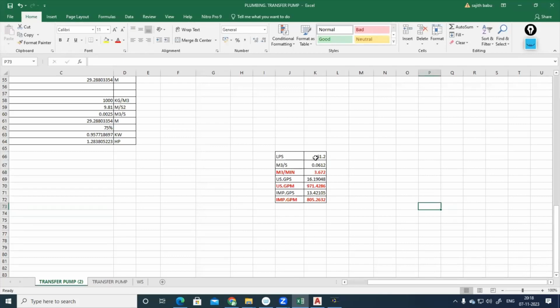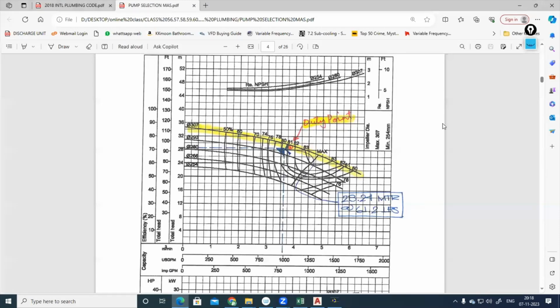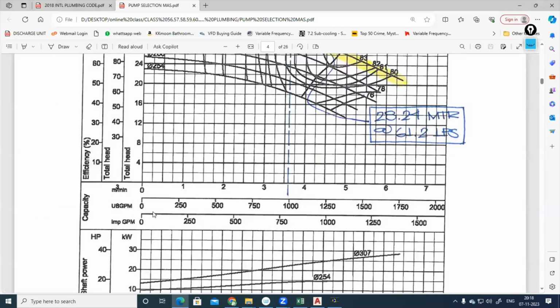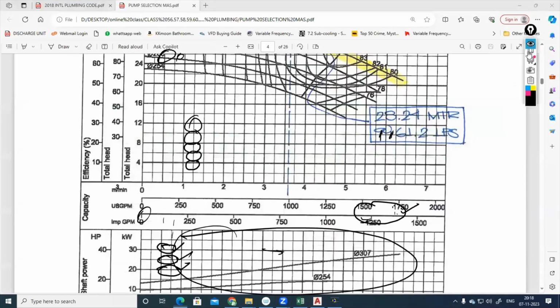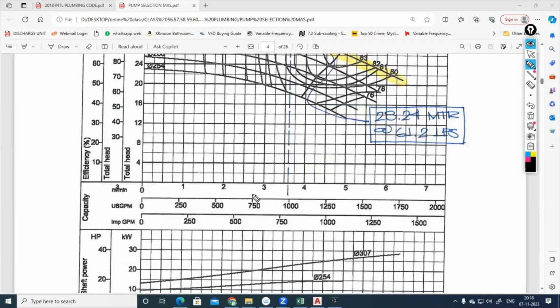So 61.2 liters per second is 3.672 meter cube per minute, 971 US GPM, and 805 imperial GPM. Which one can you select? Anyhow, if you select US GPM or imperial GPM, the chart difference is 250, 500. Our requirement is US GPM 971, between 750 and 1000, somewhere here 850. Since the gap is nearly 250 gallons, plotting something like 971 will be difficult.